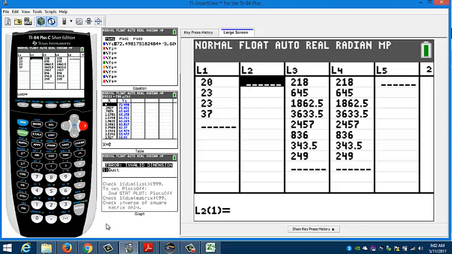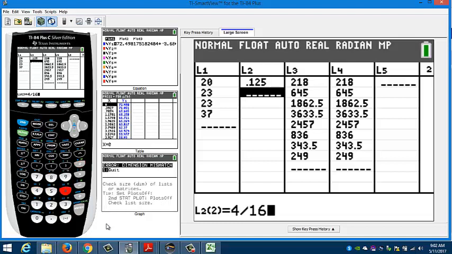Guys, you can let the calculator do the math for you. If I type in 2 divided by 16, it'll work out that that's 0.125 for me, okay? So then I'm going to type in 4 divided by 16, 5 divided by 16, and 5 divided by 16. So there we are.